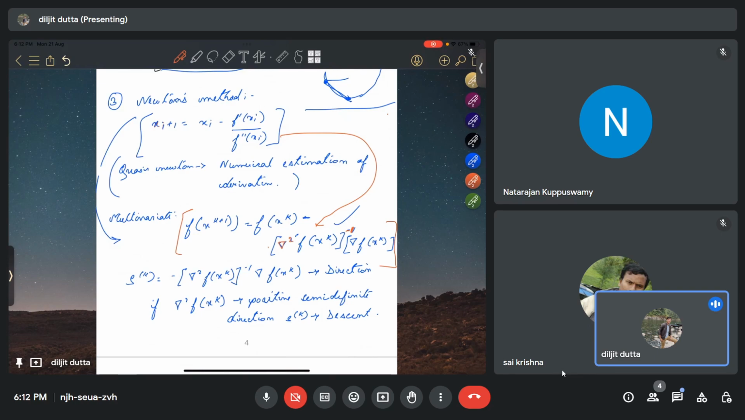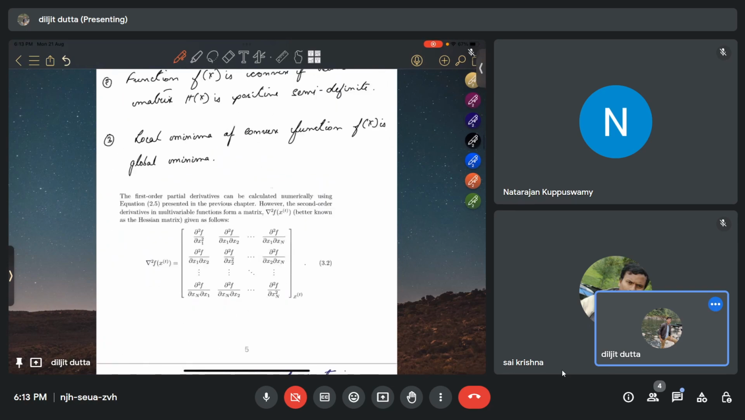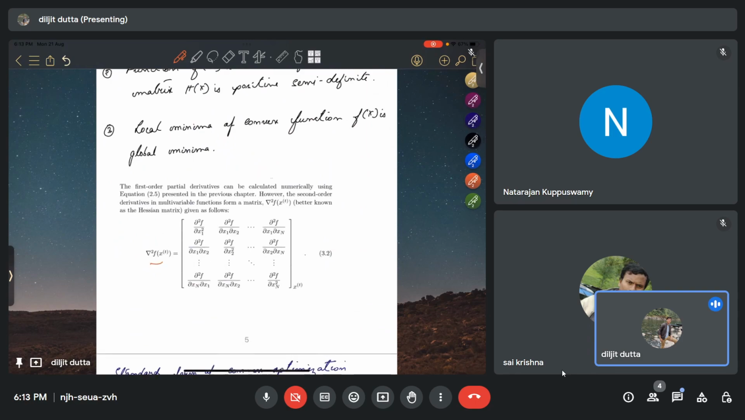Since we're talking about multivariate functions, f will be a function of 3 or 4 variables, or maybe n variables. So when we have n variables, this del square will come as a matrix. And we said in the first class that del square will be a Hessian matrix. This is how del square f of x is written. F double dash of x in multivariate form is called the Hessian matrix.